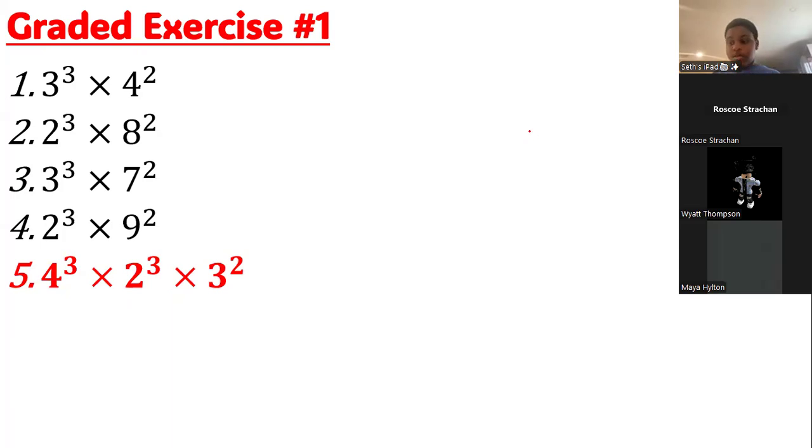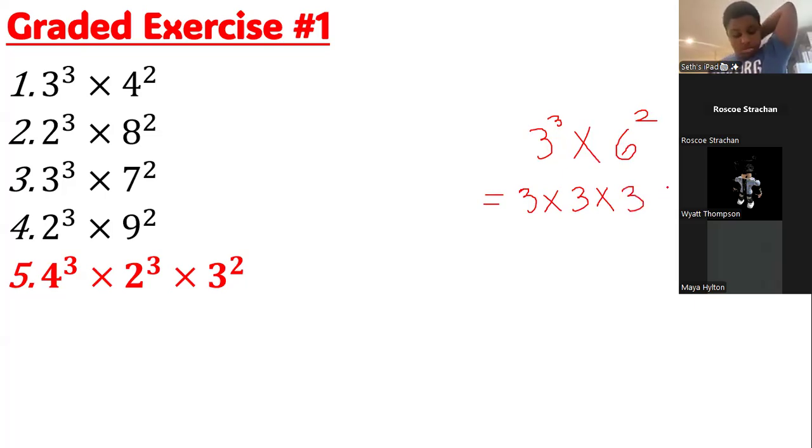So if we have 3 to the third power multiplied by, say, 6 squared, what is 3 to the third power? What does that mean? It's just how many times we write 3. So we write 3 times 3 times 3. Make sense? Yes, sir.